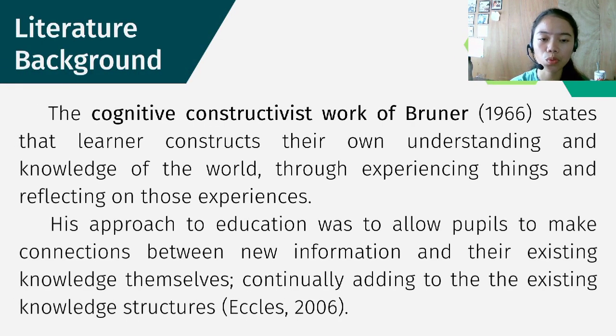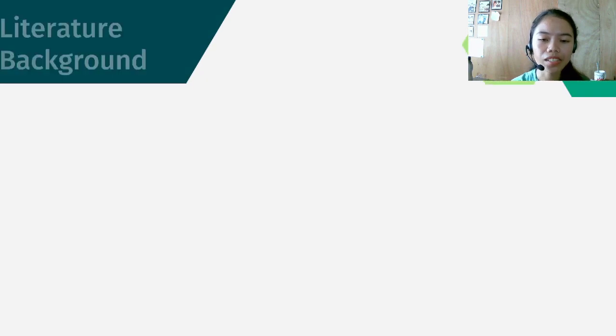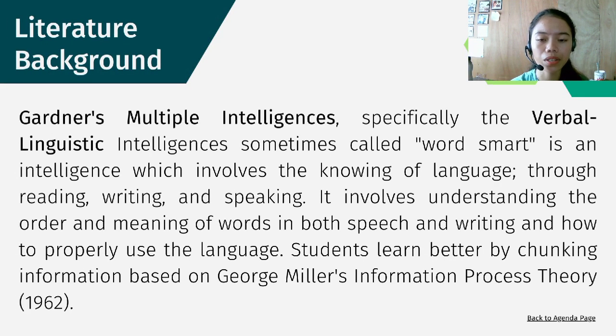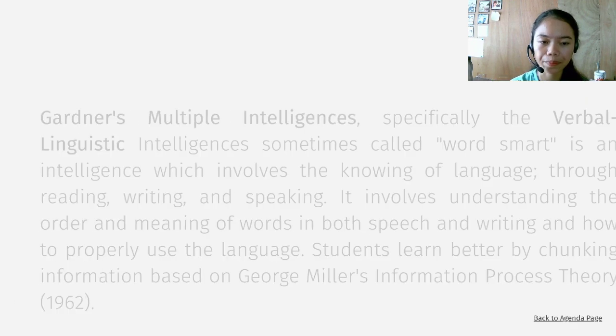The cognitive constructivist work of Bruner in 1966 states that learners construct their own understanding and knowledge of the world through experiencing things and reflecting on those experiences. Anderson, in the schema theory in 1977, states that memory is composed of a network of schemas. A schema is a knowledge structure created by the learner based on his existing knowledge. And the other one is Gardner's multiple intelligences, specifically the verbal linguistic intelligence, sometimes called word smart, an intelligence which involves the knowing of language through reading, writing, and speaking.